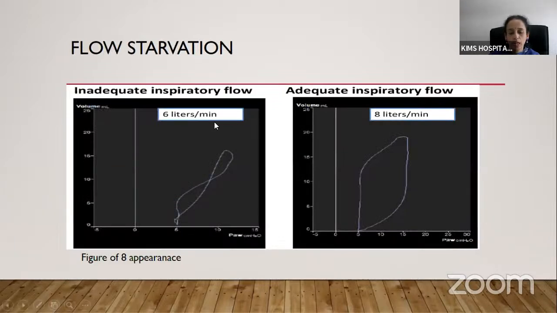So what you can see here is the figure of 8 appearance. So the flow is not adequate. Whatever the inspiratory flow which we have kept, maybe this is a bigger baby, they have kept only 6 liters per minute. This is called flow starvation, figure of 8 appearance. If we increase the inspiratory flow, then the PV loop will become like this, normal. This is the normal loop. So flow starvation can be identified with the PV loop.